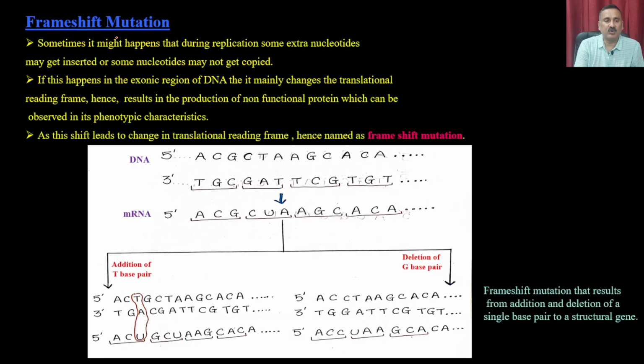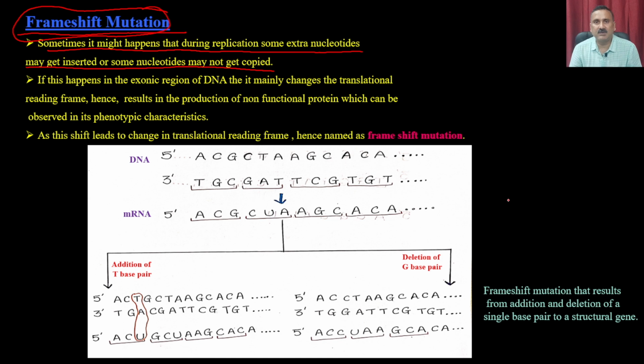Then you have the Frameshift mutations, right. Sometimes it may happen that during replication some extra nucleotide may get inserted or may not get copied, right. So, you can have either the addition of extra nucleotides, or you can have the disappearance or the deletion of some nucleotides, and in both of these cases it is going to cause the Frameshift mutation, right. This frame information you will be able to understand when we discuss translation, because you know that the protein is going to be synthesized in the form of codons, right. And a codon is made up of 3 nucleotides. So, protein is being synthesized in the form of the codon, right.